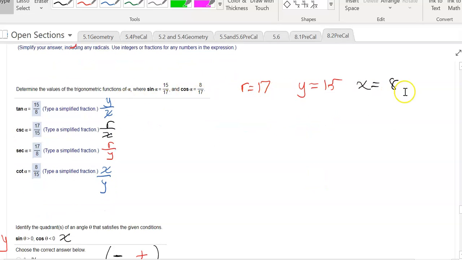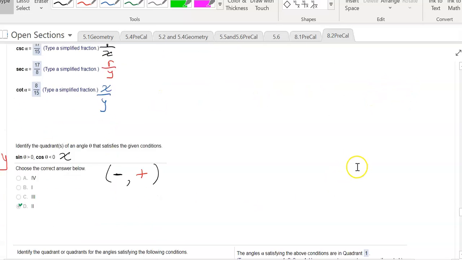Same thing happening here, except we don't have to figure out. We know everything was given to us. This is our y over r, so we know r is 17, y is 15. This is x over r, so I know my x is 8. I simply plug it in and simplify if necessary.